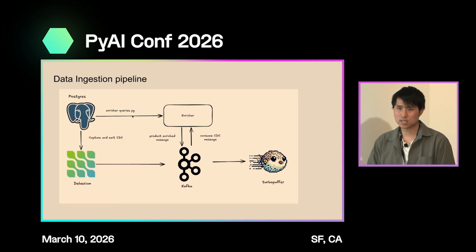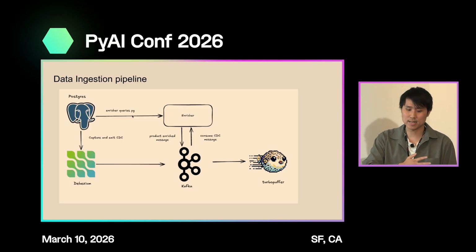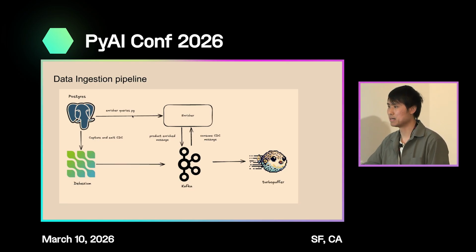And so here's just a quick overview of our data ingestion pipeline. It follows a classic enricher model. Whenever a row changes in Postgres, our Debezium captures the change and then publishes the CDC event to Kafka. And then our enricher consumes the CDC message, queries Postgres to pull in all that additional data from across those different Postgres tables, and produces an enriched message back to Kafka, where we eventually perform inference to generate the embedding and write it out to Turbopuffer here.